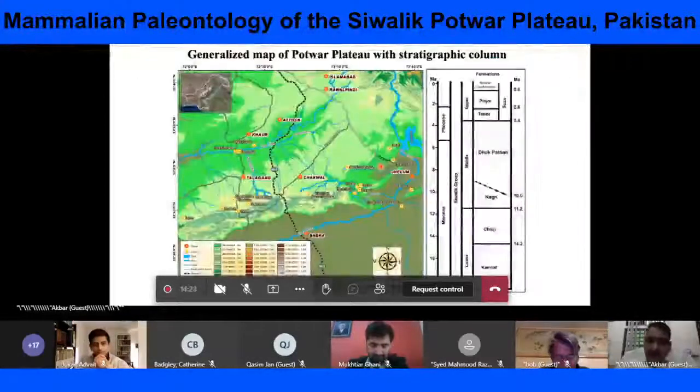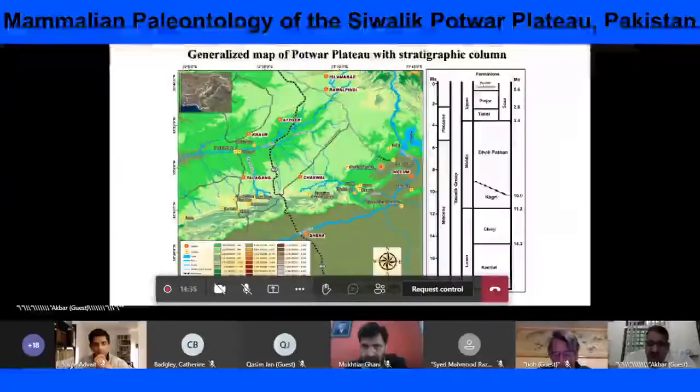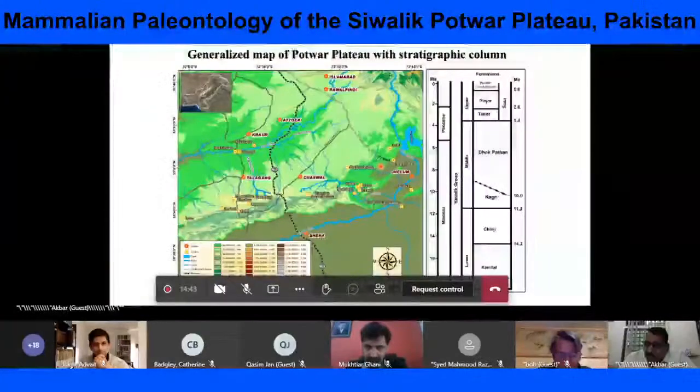This one is the generalized map of Potwar Plateau with simplified stratigraphic column. Here you can see the major localities we visited in the Potwar Plateau. The map indicates the sites present in the Jhelum, Chakwal, and Attock districts.